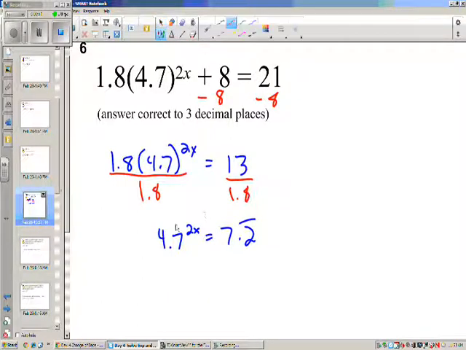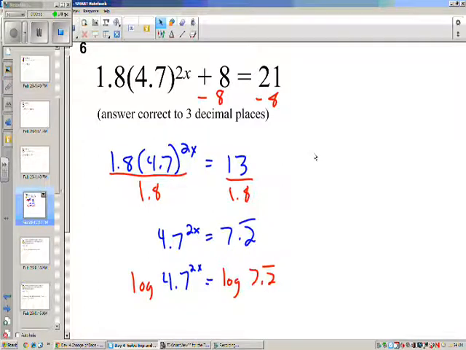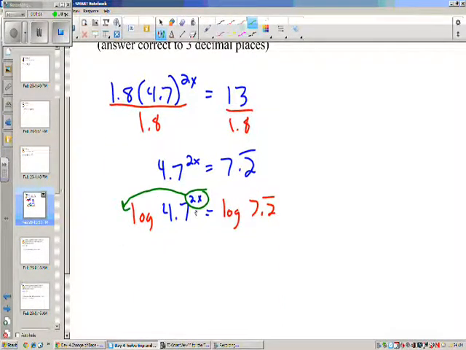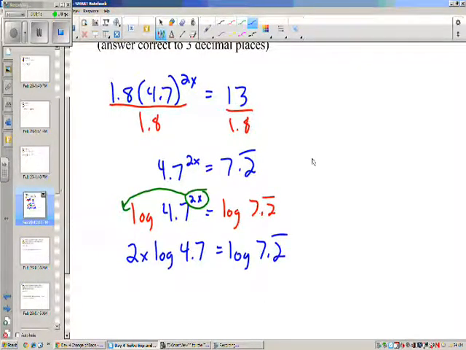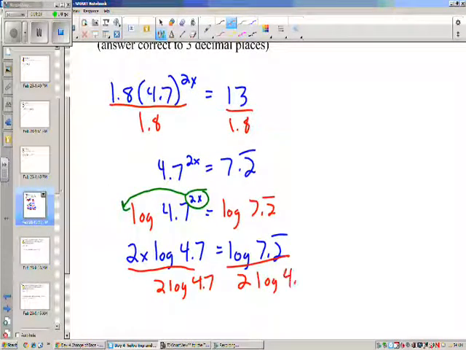So now what we want to do is take the log of both sides. So I'll take the log of this 4.7 to the 2x, and then I'll take the log of my right-hand side. Now what's great about that log is it takes this exponent and allows us to put it out in front with multiplication. So we can say that this is 2x times the log of 4.7 is now equal to the log of 7.2 repeating. So now we're going to divide each side by 2 log of 4.7. Now, there's something that people do wrong as they type this into their calculator.